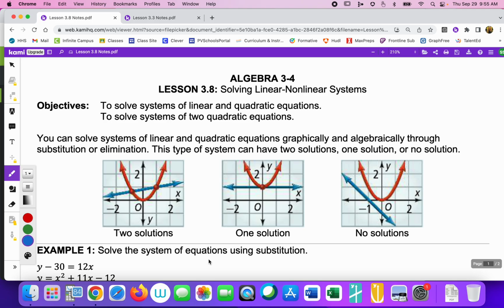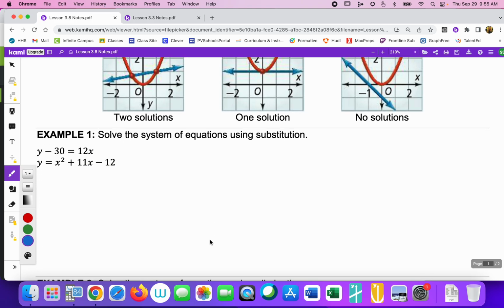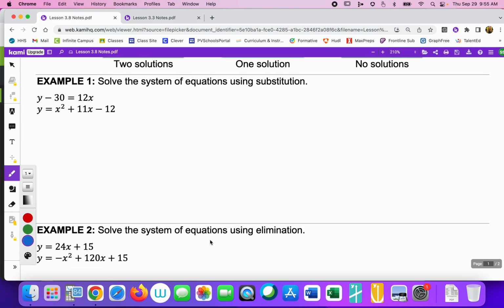We also have some occasions where you'll have two parabolas, so two U-shapes intersecting somewhere. We'll only have one example of that. Most of them will be one linear, one quadratic. Now we're going to start off with the algebraic ways of doing this. Instead of graphing first, we will end on graphing, because that's generally not the first choice.